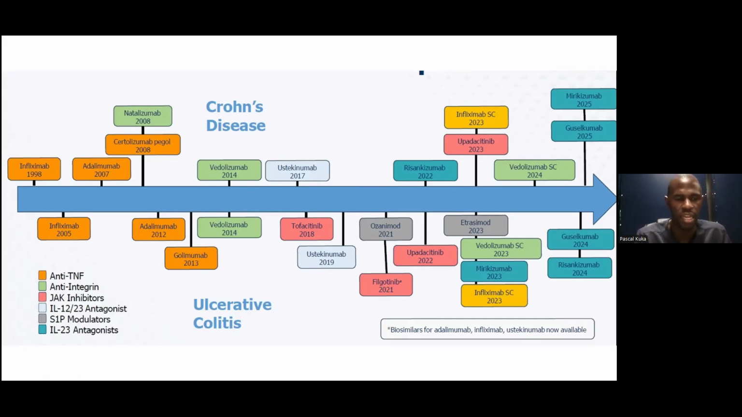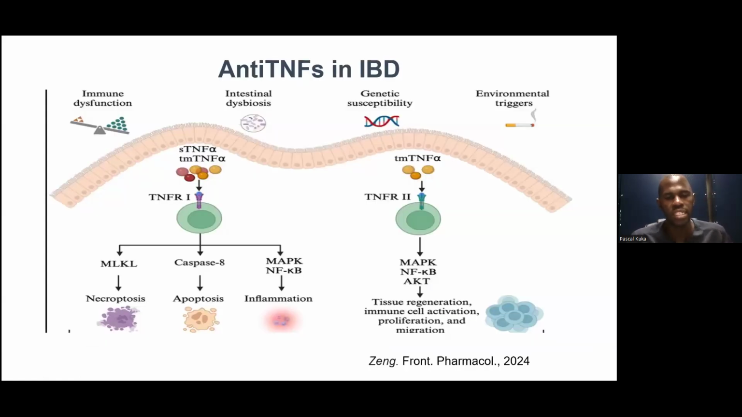So we'll start with the anti-TNFs. So going back to the pathophysiology of IBD, TNFs play a major role, with the antigens being presented to macrophages, and then stimulation by secretion of TNFs. So TNF have different receptors, one being TNF receptor 1 and the other TNF receptor 2.